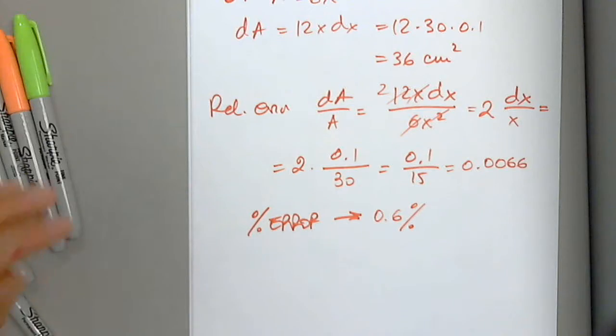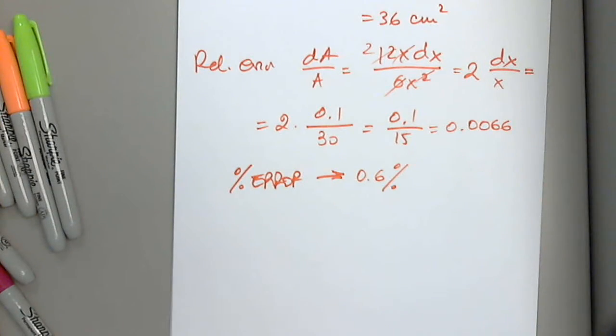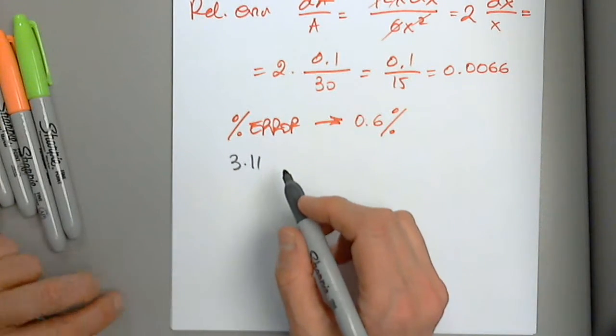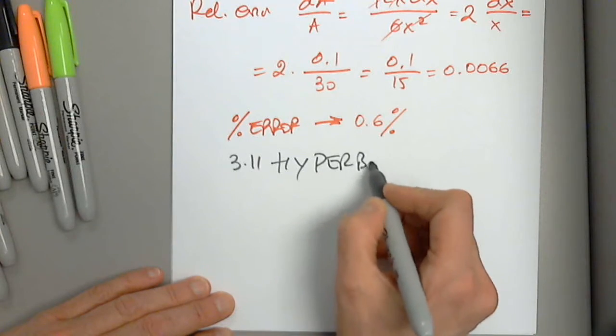Last topic of this chapter. Any questions on what we covered? We can work on more board problems. 3.11. And you can say more functions? Yes.